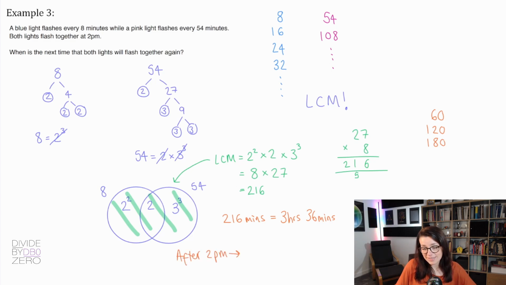After 2 p.m., adding on 3 hours and 36 minutes will take us to 5:36 p.m. And that's the final answer.